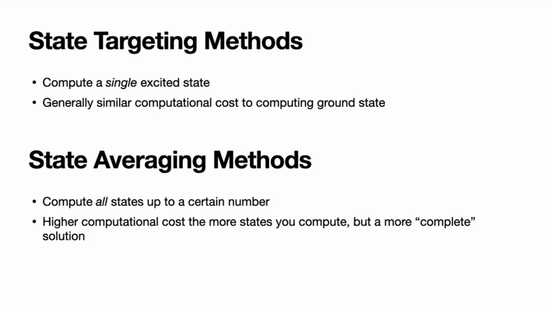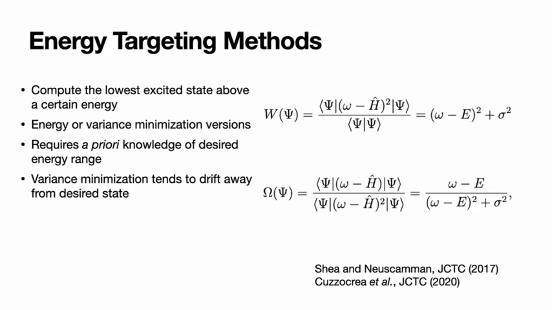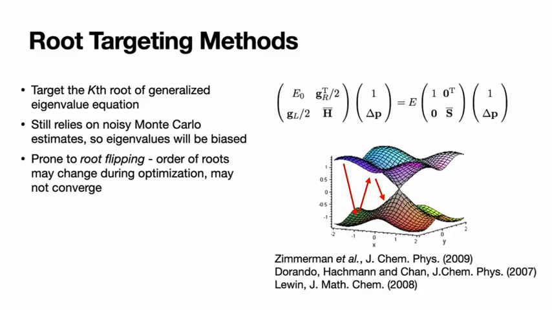So if you want to, say, look at the dynamics of a system where the initial energy is below some threshold, then you actually need to compute an entire range of states instead of just one. Okay, so for state targeting methods, you can look at, say, energy targeting, where you look at the lowest state above a certain energy threshold, but then you might need to know what that threshold is. You have what are called root targeting methods, where you're just looking for the second or the third or the fourth excited state, and you have to compute these.